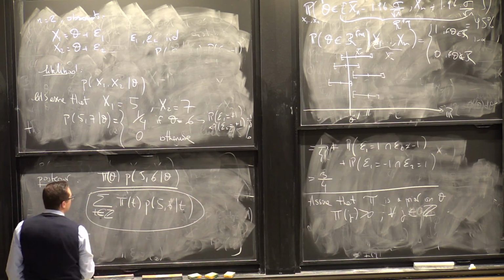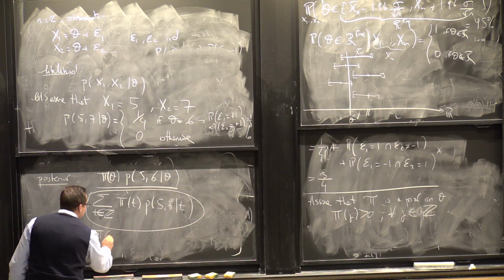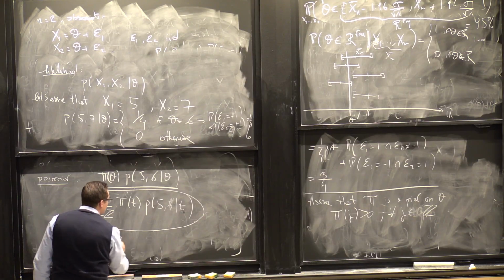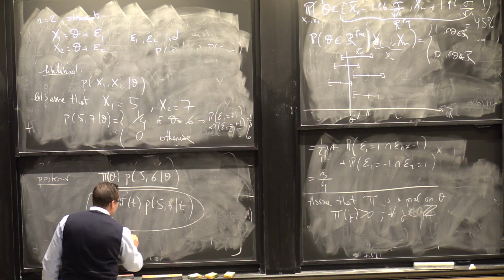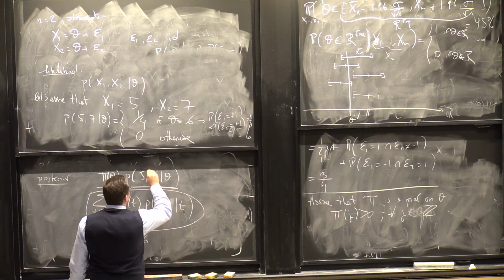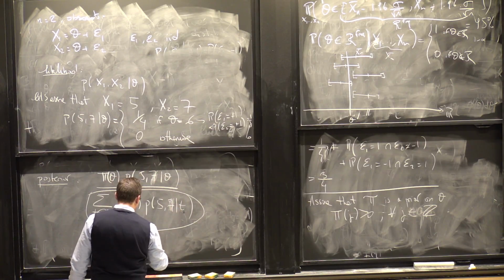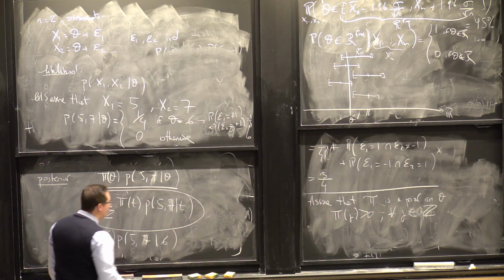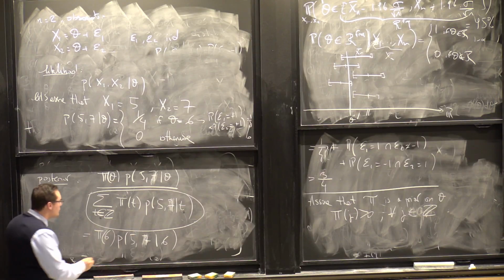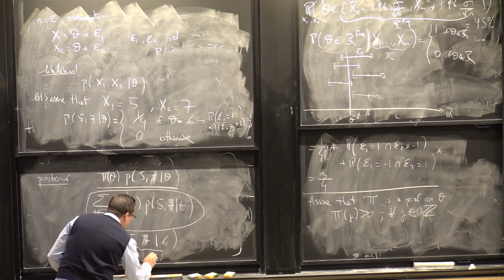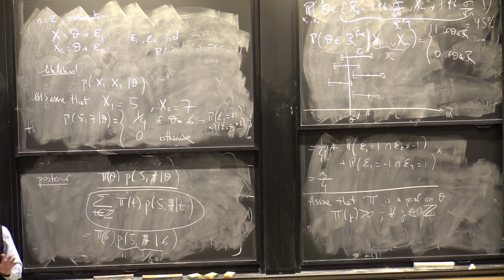is actually equal to pi of 6 times p of 5, 7 given that theta is equal to 6, which we know is equal to 1/4. And I did not tell you what pi of 6 was. Right?